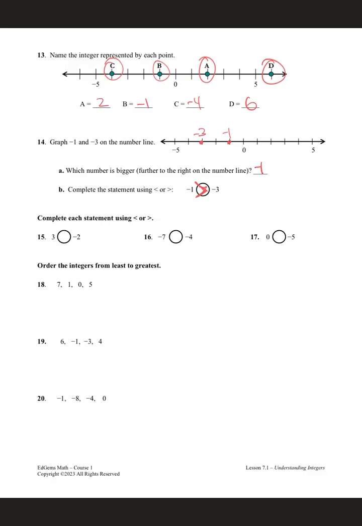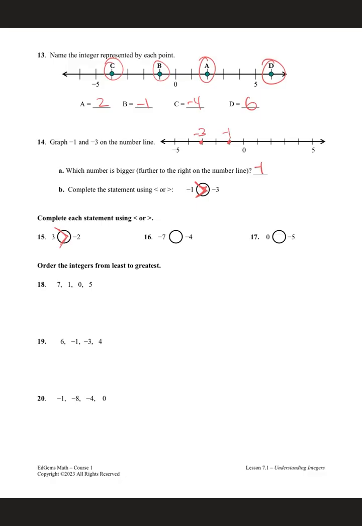It says complete each statement with a less than or greater than sign. So for number 15, we've got 3 and negative 2. So 3 is positive and it's farther to the right from 0. Negative 2 is to the left 2 spots. So which one of these is greater? Positive 3. So positive 3 is greater than negative 2.